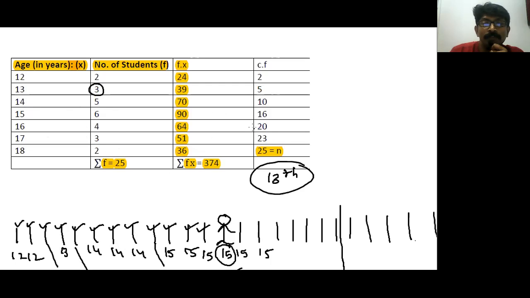So when we want the 13th, what will be that 13th age? So we're going to count like this way. Let me just choose my cursor over here. Could you see my cursor? Look at this cursor over here. Now I'm going to count 1, 2, 3, 4, 5, 6, 7, 8, 9, 10, 11, 12, and this is the 13th person who would be my median, isn't it? And now that 13th person's age is going to be 15.